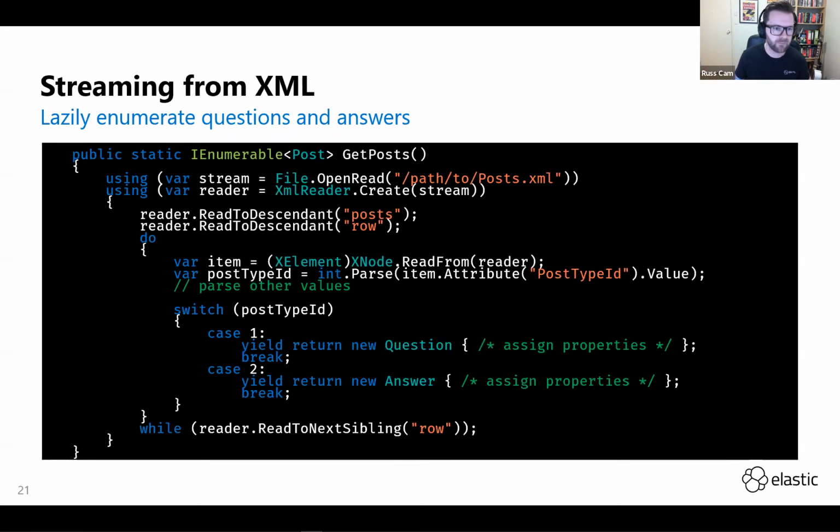So taking this as an example, we read through the first time, we return a question or answer, and this call is suspended here at this point. Then when the caller of this method asks again for the next question or answer, we go back around this loop and keep going until we've finished all of the rows within that XML file. So this allows us to stream that 81 gigabyte file with an extremely small memory footprint.